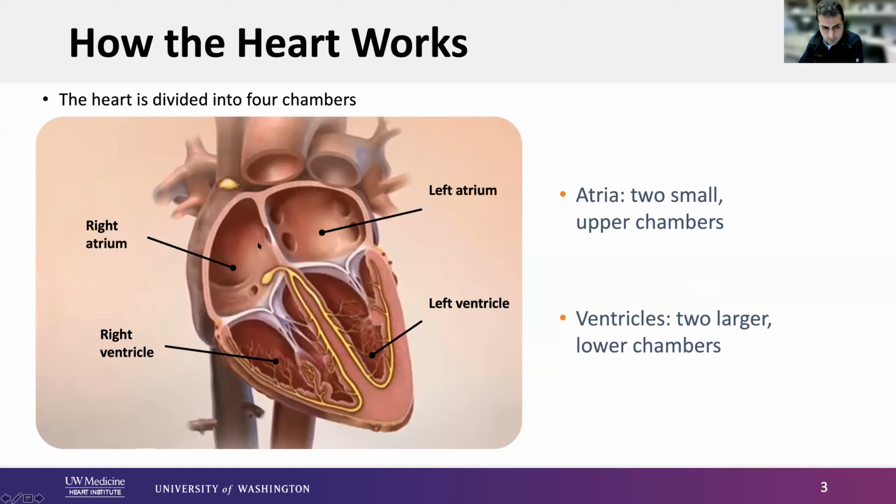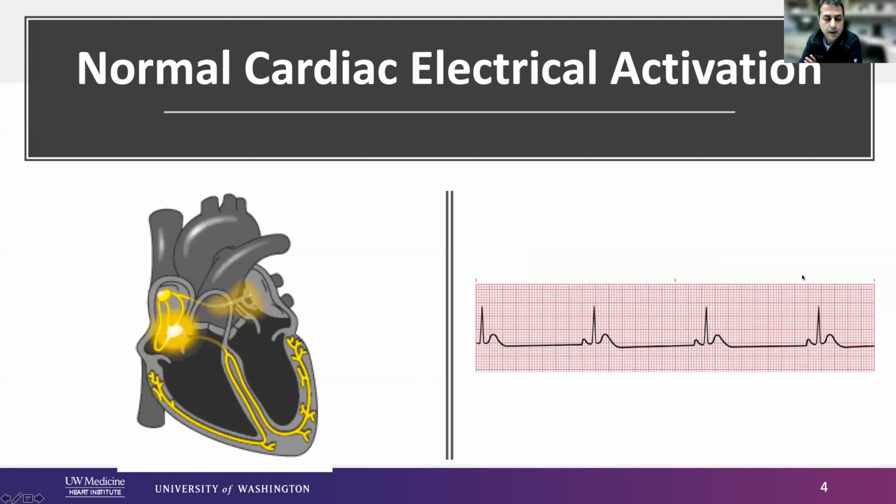So just by size, the atria are thinner and smaller compared to the ventricles, which are bigger and more muscular. The reason they're more muscular is because they have to carry the heavier workload, but the atria also have an important part to play.